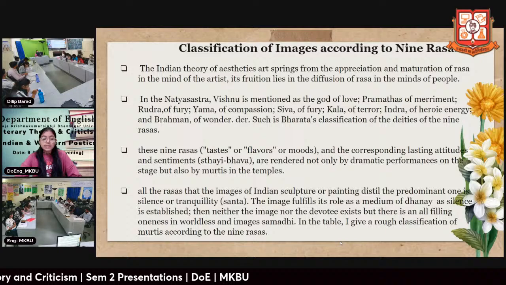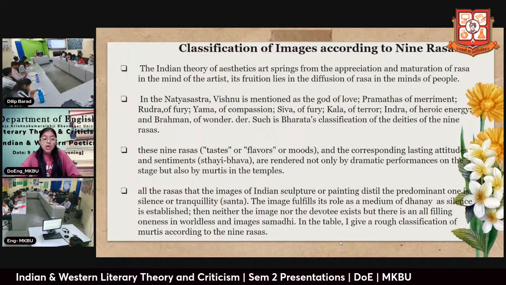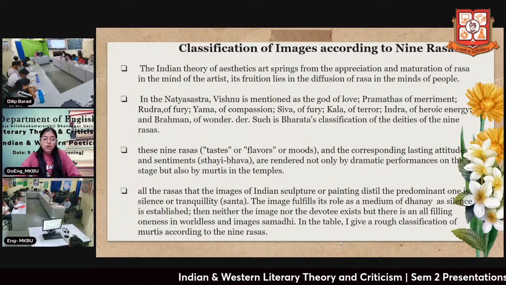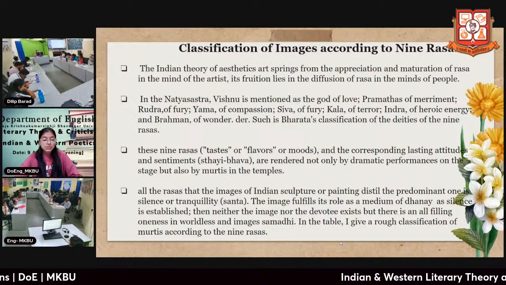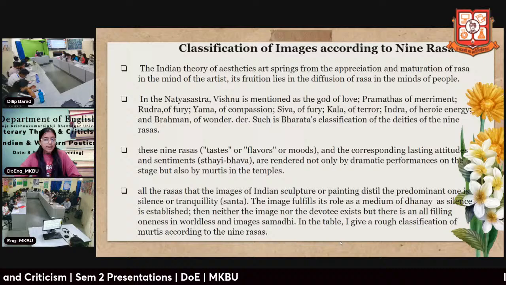These nine rasas and the corresponding lasting attitudes and sentiments, meaning sthayi bhava, I render not only by dramatic performance on the stage but also by murtis in the temples. Of all the rasas that the images of Indian sculpture or painting distill, the predominant one is stillness or tranquility, meaning Shanta. The image fulfills its role as a medium of dhyana as the silence is established. Then neither the image nor the devotee exist, but there is an all-feeling oneness in wordless and imageless samadhi. In the table, I give a rough classification of murtis according to the nine rasas. These are the rasa-based classification of ragas.